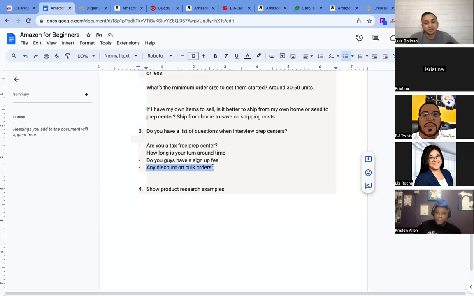in your pocket. I also want to add that these prep centers usually charge, I want to say, around $1.20 to, I want to say, $2 per unit. So I would stick with this range because you don't want to pay too much on prepping costs, right?